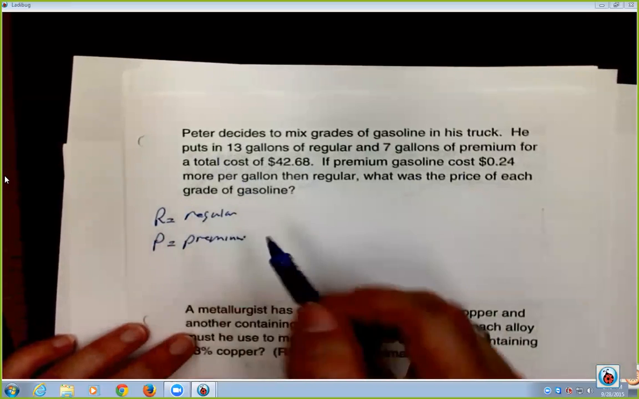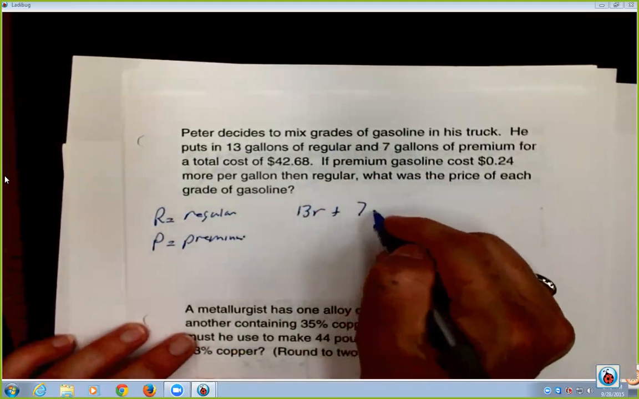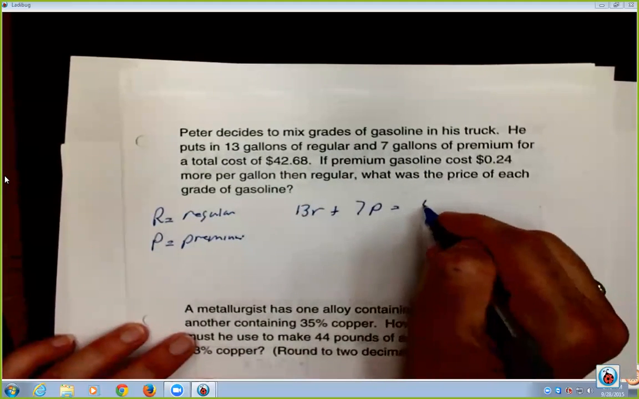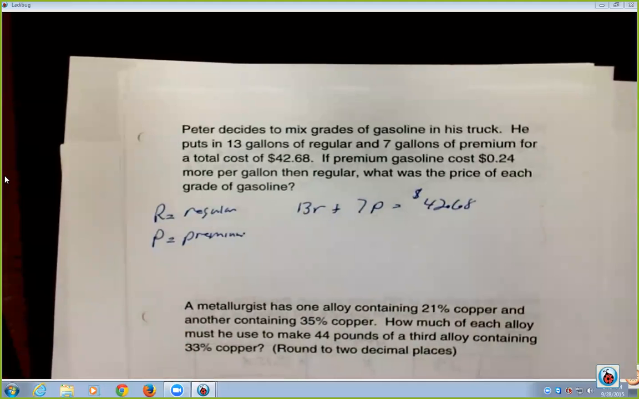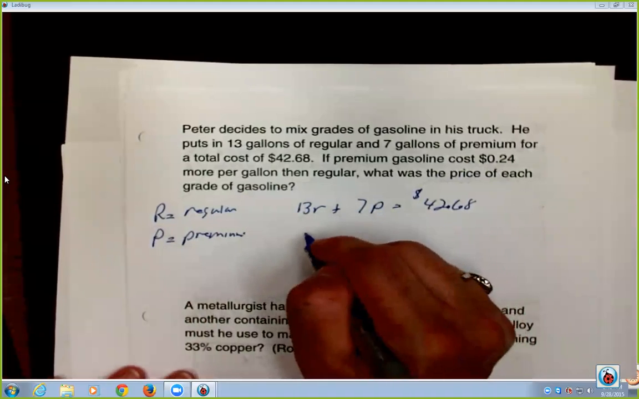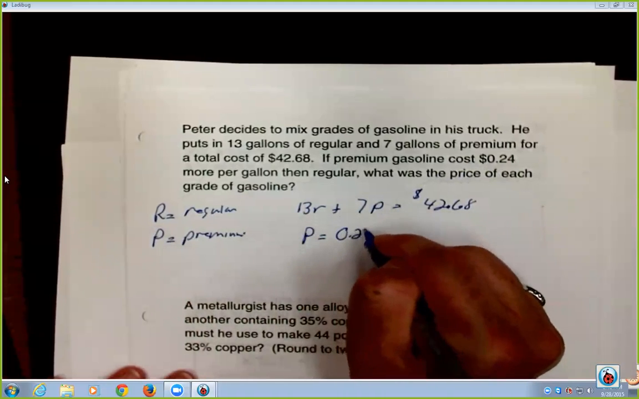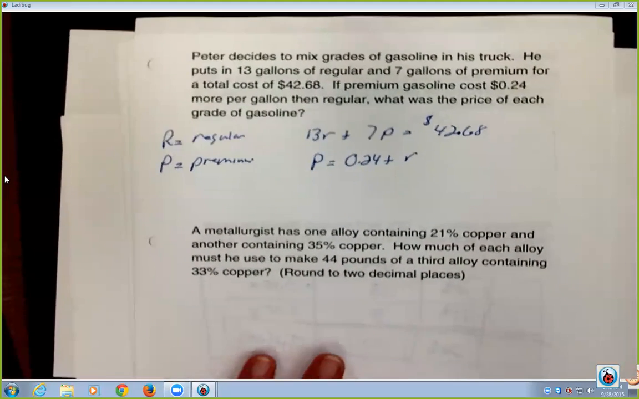and so the cost, he has 13 gallons of regular plus 7 gallons of premium, and that equals $42.68. And then it says that premium gasoline costs 24 cents per gallon more than regular, so premium is equal to 0.24 plus regular. We will end up with our two statements and our two equations. Does that make sense with this one? What do you think? Okay. And what about the last one? See what you guys can do with the last one.